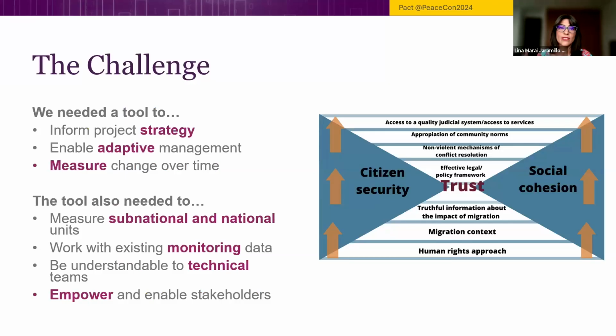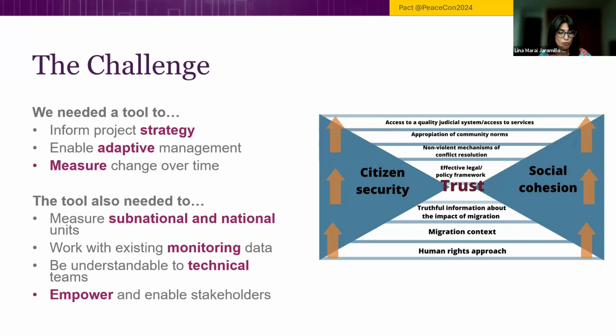We were happy because at the end, we found the elements to associate both concepts, citizen security and social cohesion. But we had the challenge to build a tool to inform project strategy, enable adaptive management, and measure change over time. We also needed a tool to measure subnational and national units, work with existing monitoring data, be understandable to technical teams, and be capable of empowering and enabling stakeholders.